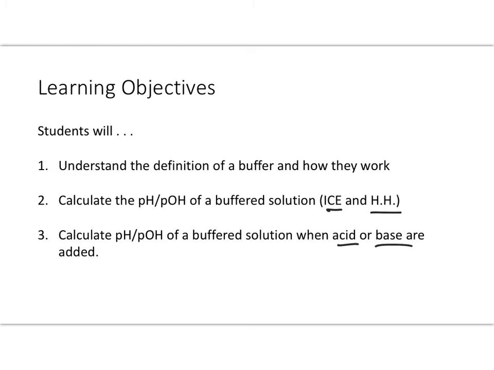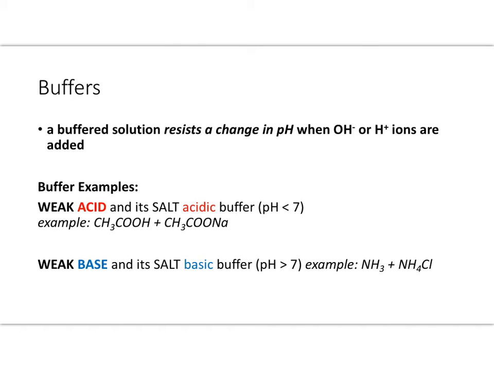So buffers are solutions that resist change to pH when you add strong acids or strong bases. Basically, if we add a bunch of hydroxide ion or a bunch of hydronium ion to a buffered solution, the change that would occur without the buffer is going to be larger than the change with the buffer. So the buffer tempers the change that the addition of a strong acid or strong base would cause.